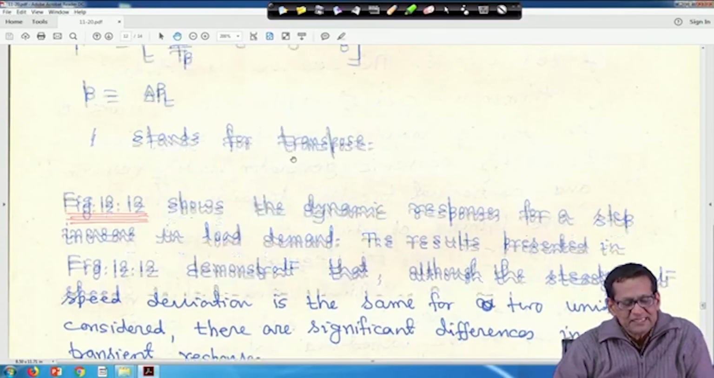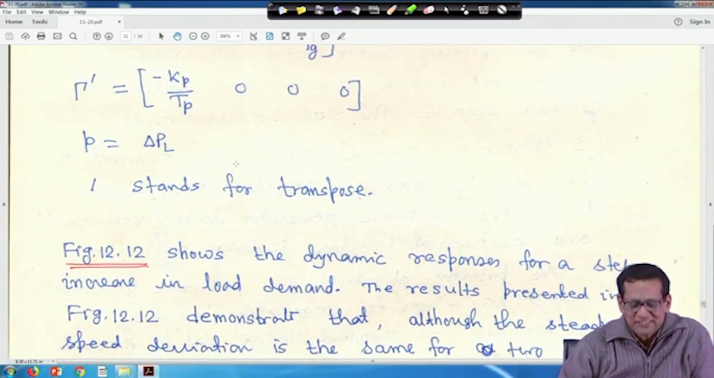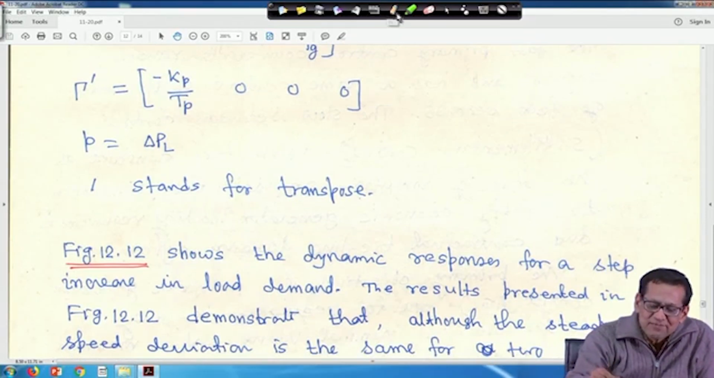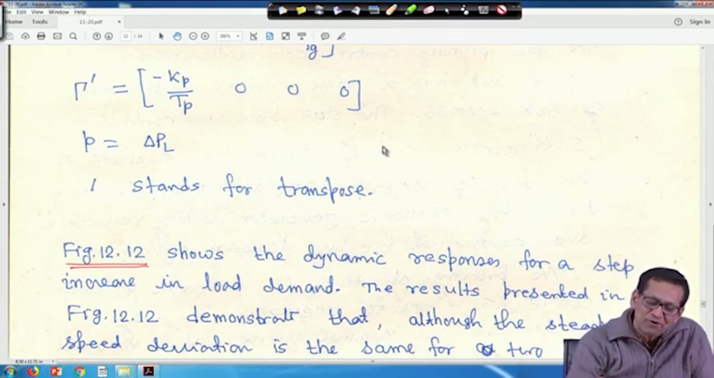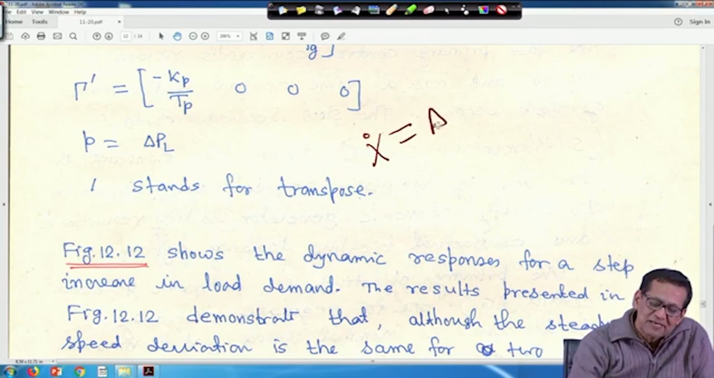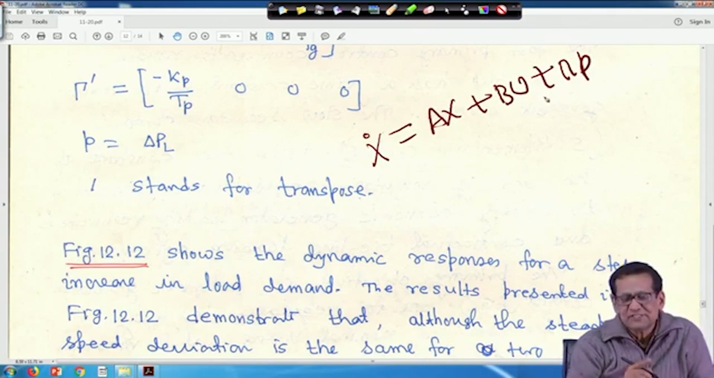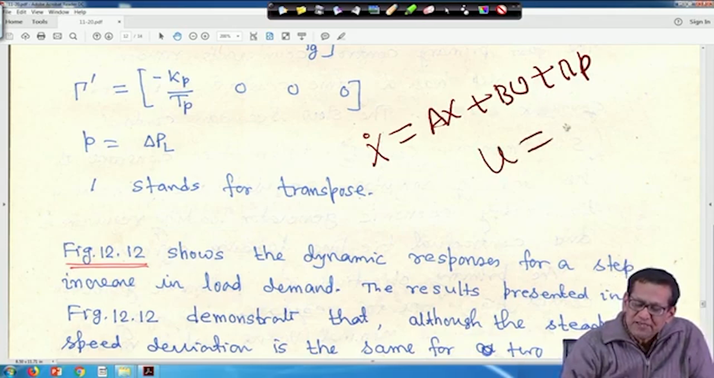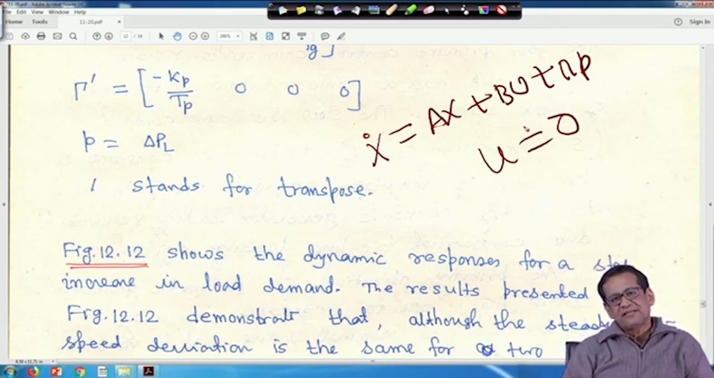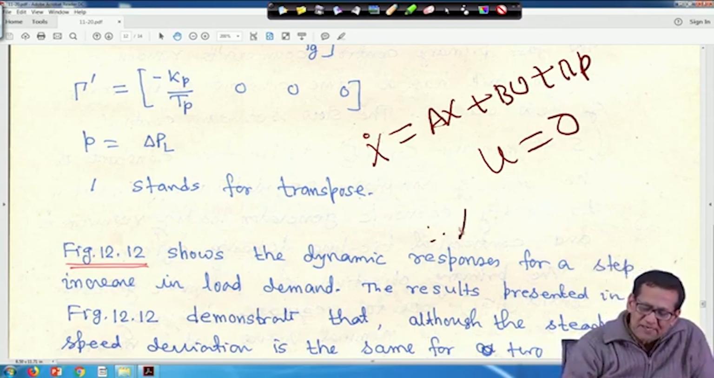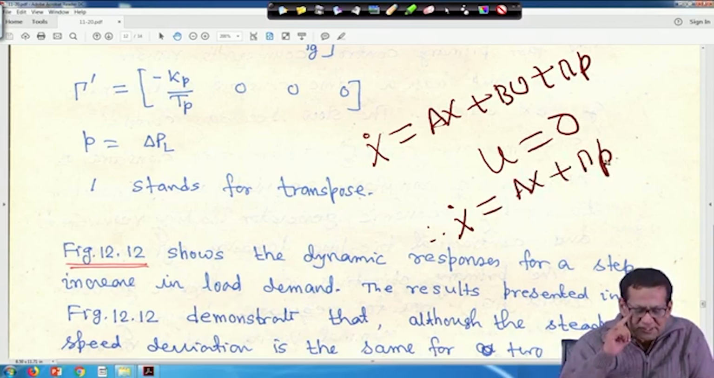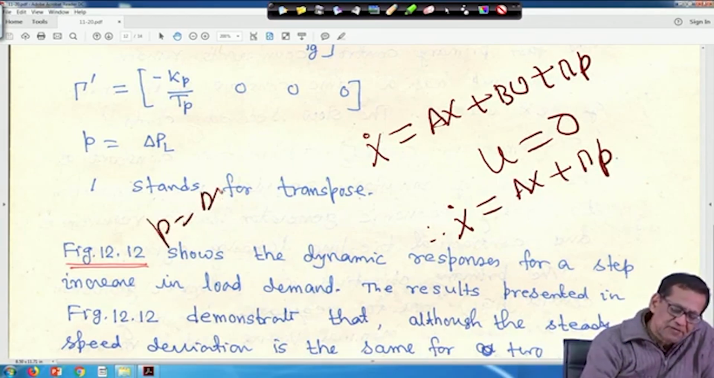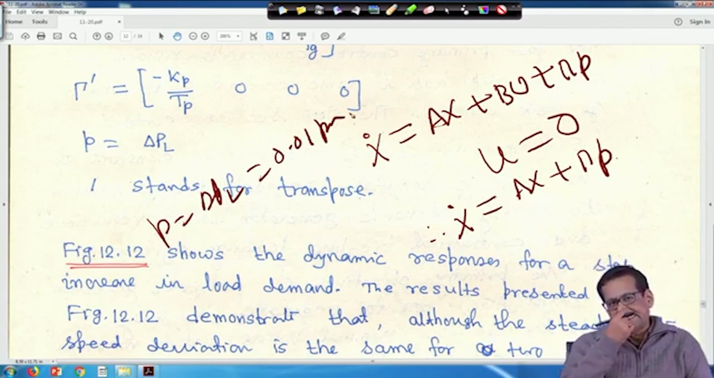Now another thing before moving to the fundamentals of automatic generation control: we know that x dot is equal to Ax plus Bu plus gamma p, and the responses which were shown were for u equal to 0, that is, there was no control signal. That means x dot is equal to Ax plus gamma p, and the responses were shown for p equal to delta PL, taken as 0.01 per unit, a 1% step load change.